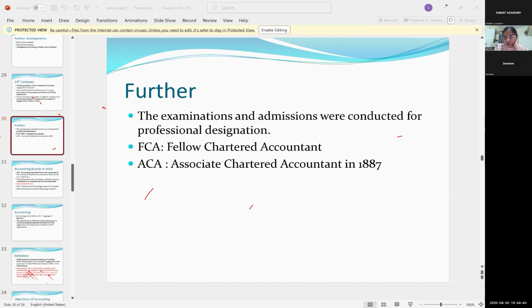Now, they'll conduct exams. Suppose if you clear the preliminaries, then you'll be called a Fellow Chartered Accountant. If you clear the main exam, then you are called an Associate Chartered Accountant. Means suppose initially if you clear the exam, you're called a Fellow Chartered Accountant. After 10-15 years, once you get the experience, you will be called an Associate Chartered Accountant.